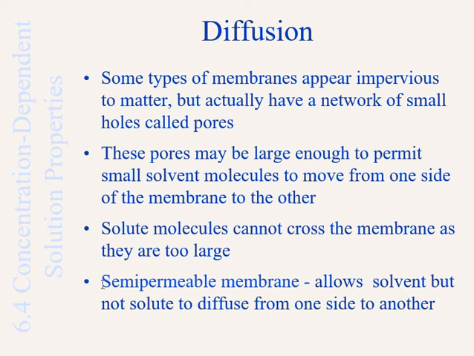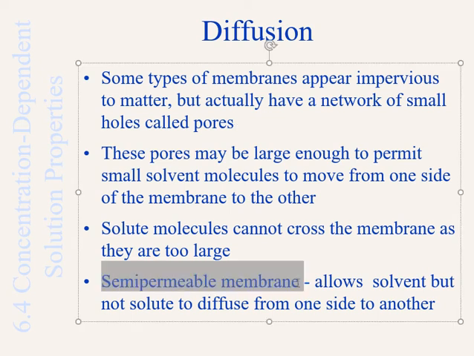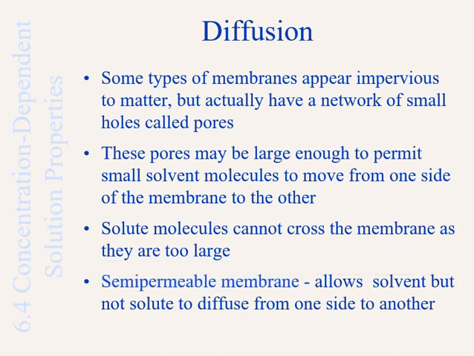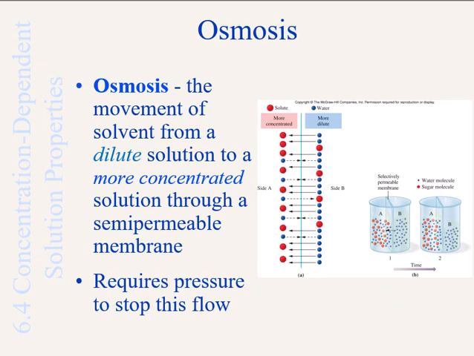That happens when we have something called a semi-permeable membrane. A semi-permeable membrane allows solvent but not solute to diffuse from one location or one side to another. Now here is an example of how that happens, and this particular kind of diffusion where it's the solvent which moves from a location of high concentration to a location of low concentration is called osmosis.